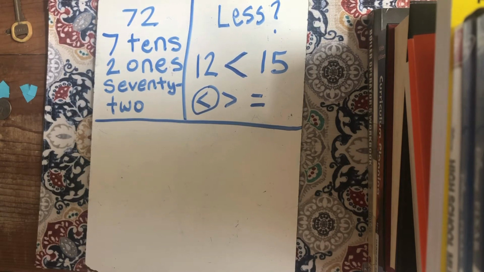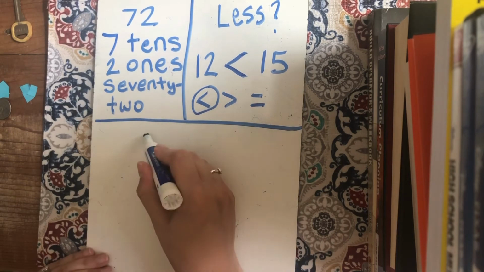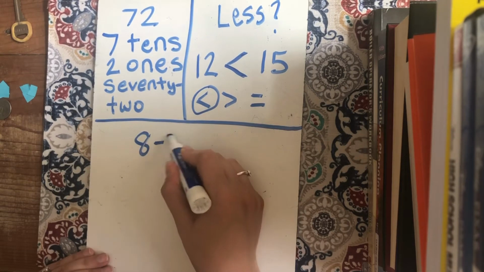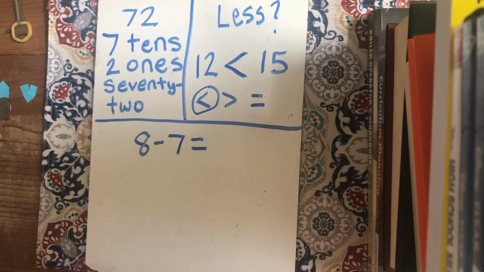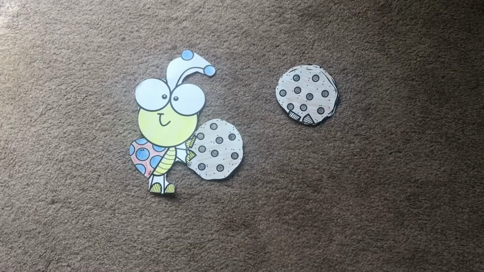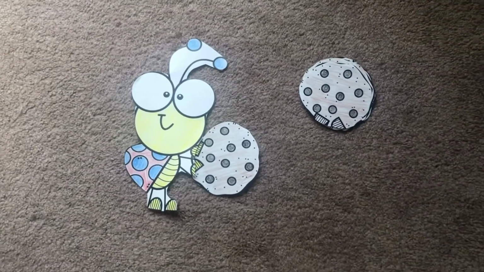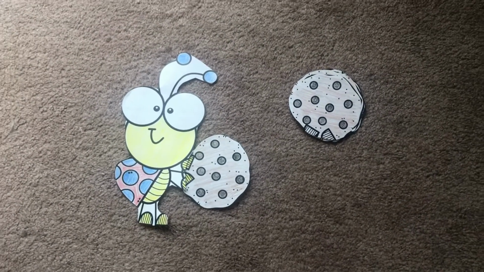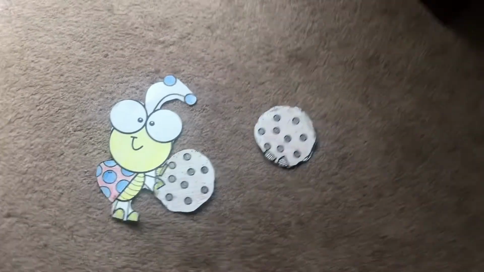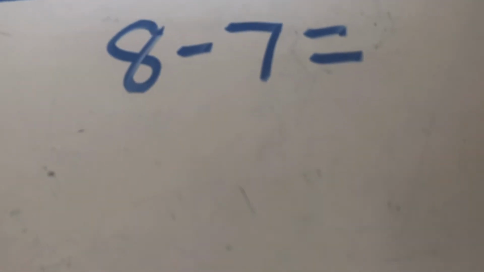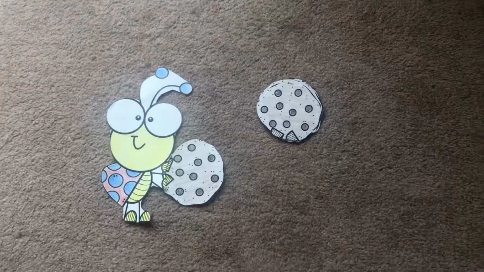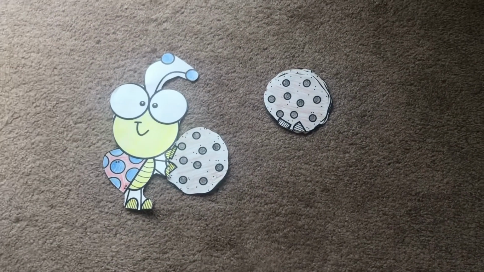Okay, on the bottom we are moving into subtraction. So I have 8 minus 7 equals. Okay, so I'm going to be bringing a friend in to help us with this subtraction problem, and I'll show you here in a little bit what I'm talking about. All right, everybody say hello to Buggy. He is going to help us with our subtraction problem today. So if we remember, our subtraction problem is 8 minus 7. So we're going to work that in with Mr. Buggy here, who absolutely loves cookies.